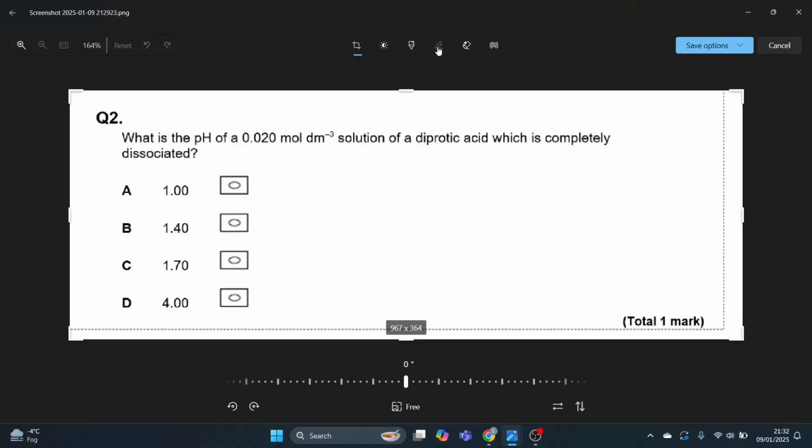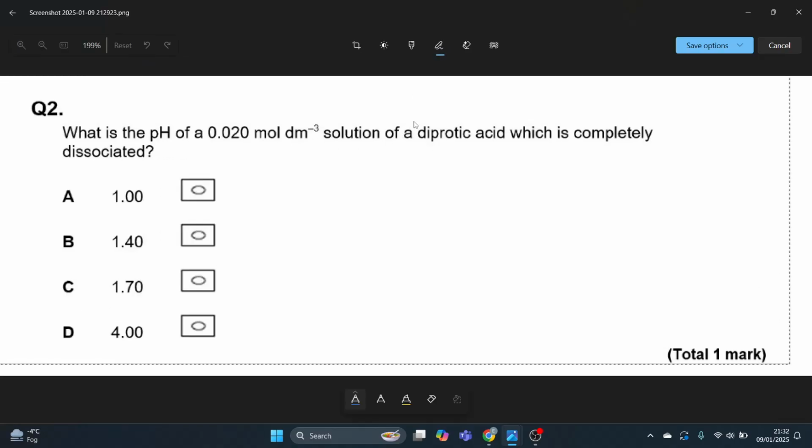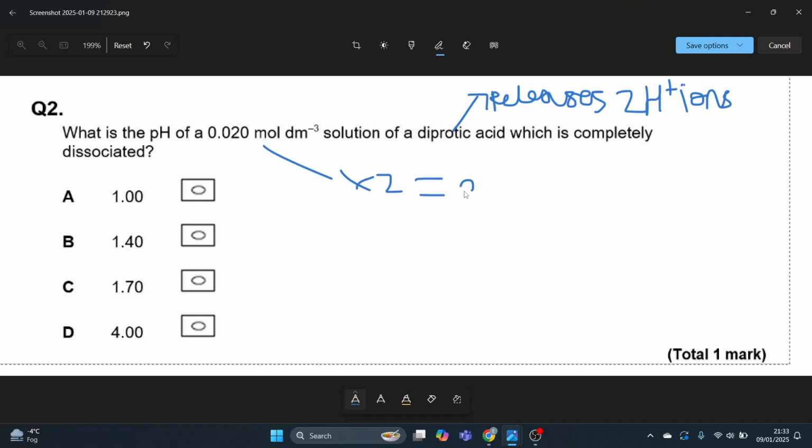Question 2. What is the pH of a diprotic acid? A diprotic acid releases 2 H plus ions. So what's the pH of that? The diprotic acid is completely dissociated. So what I have to do first is times that by 2, and that will give me 0.040, and that is the concentration of H plus ions.